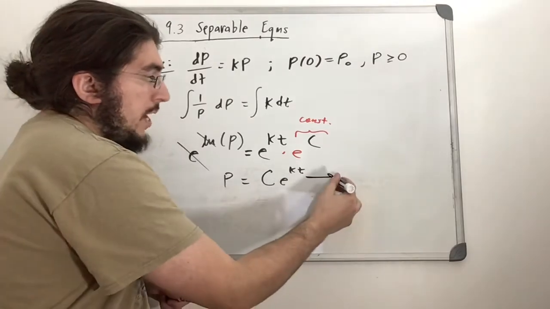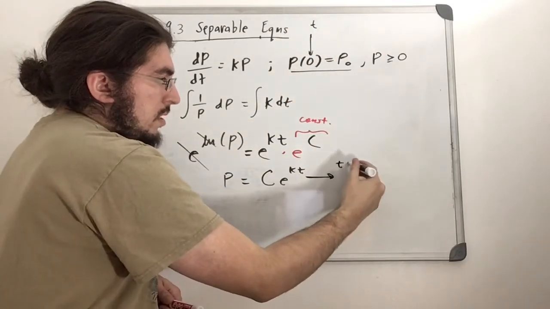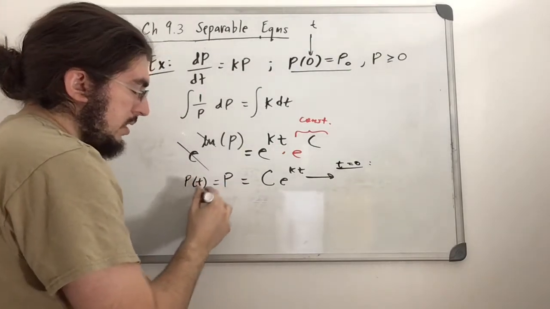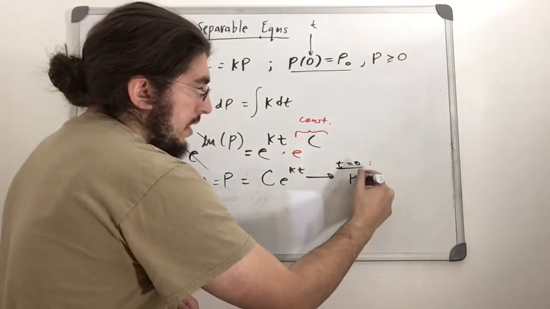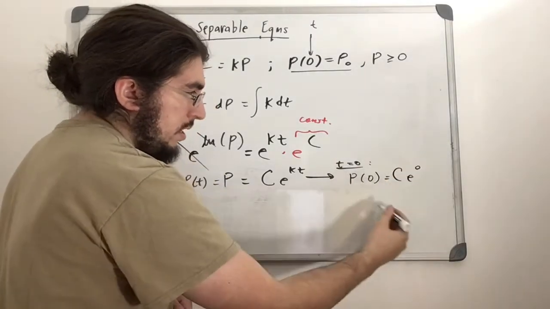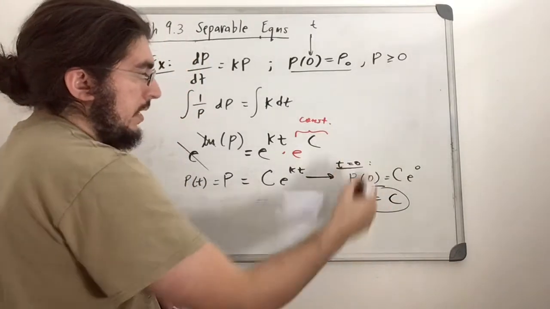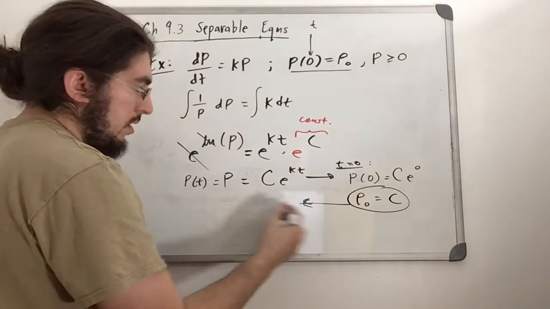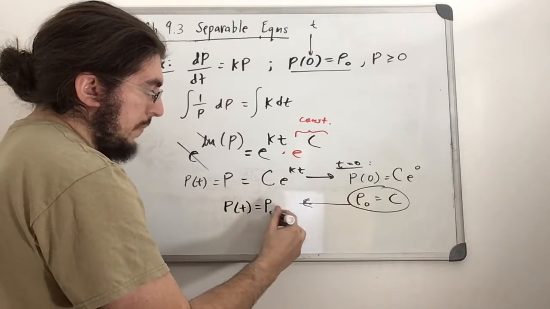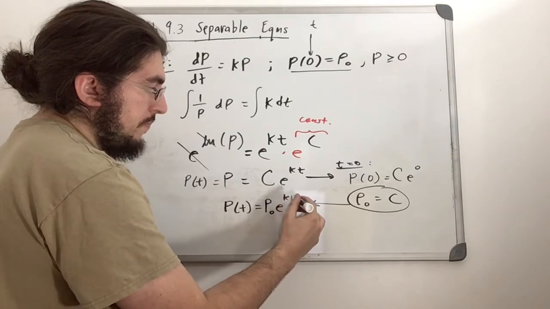Okay, now applying our initial condition, we're going to let t equal 0. So when t is 0, remember again, P is a function of t. We're going to get P of 0 is equal to c e to the k times 0. That's just 1. P of 0 is P naught, or P0. That's c. Plug that back in. Finally, it gives us our conclusion that our model, P of t, is really just the initial population size multiplied by e to the kt.